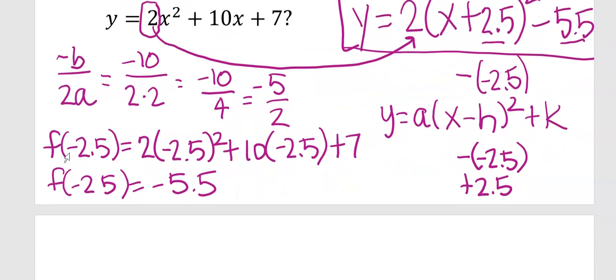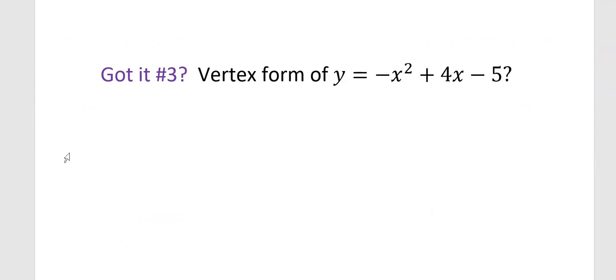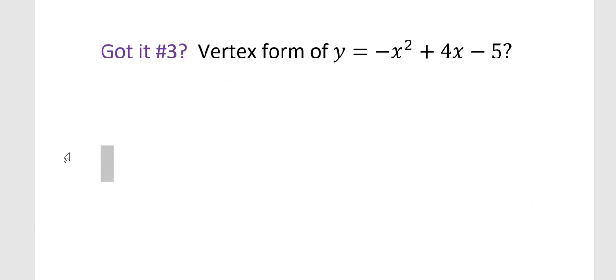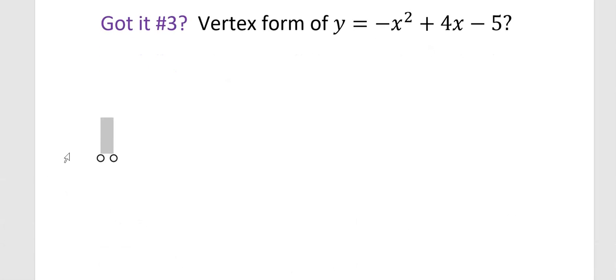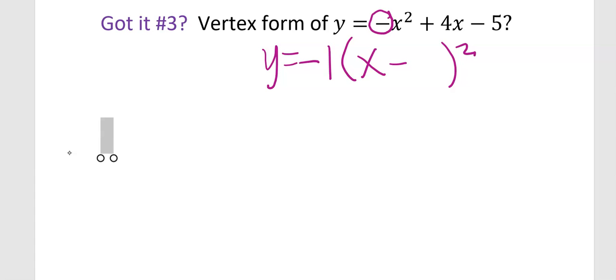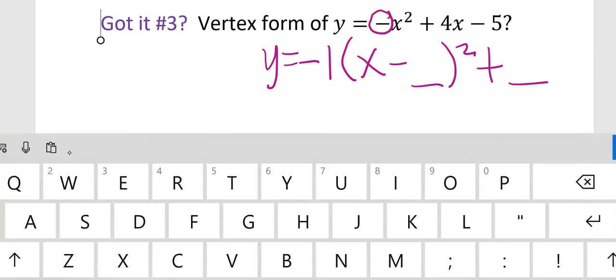And I think we have one more. Do you guys want to do one that opens down, that you're doing the vertex form? Okay. So here's this one. So this one opens down. What number carries over to our new one? This one. -1, x minus something squared, and we're going to fill in those 2 spots once we find out what our vertex is.